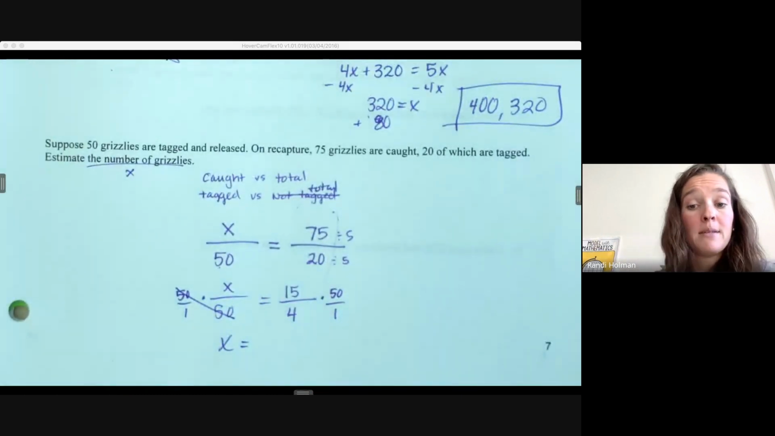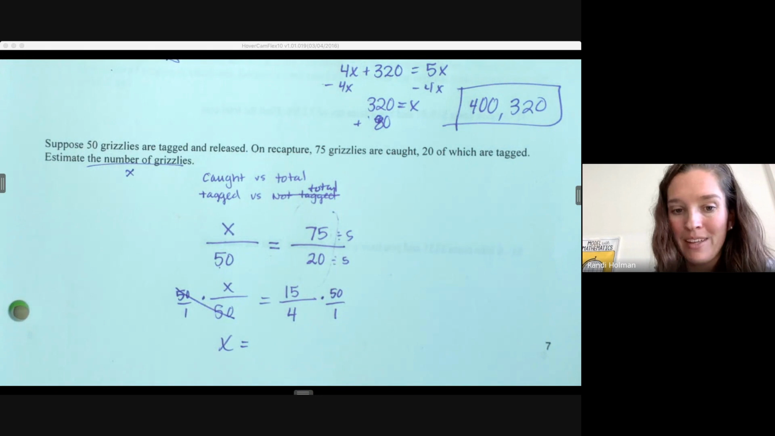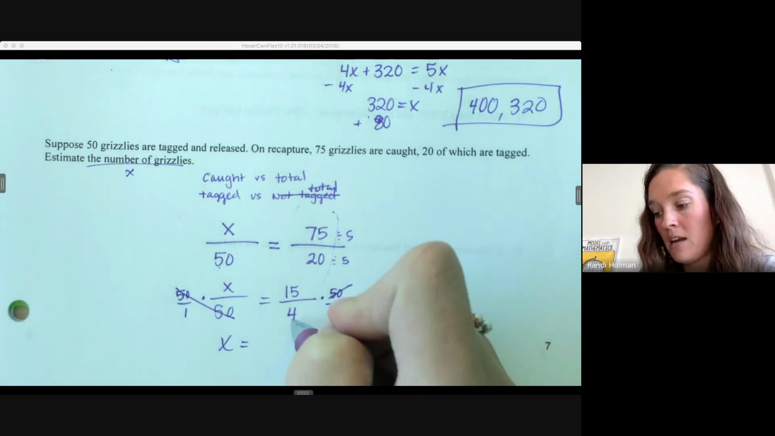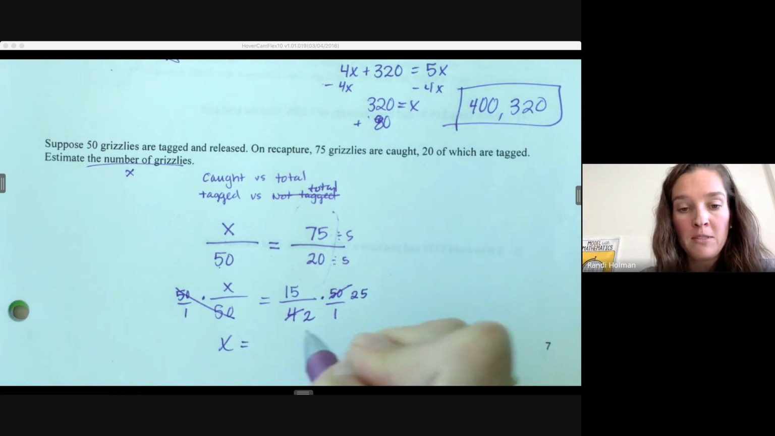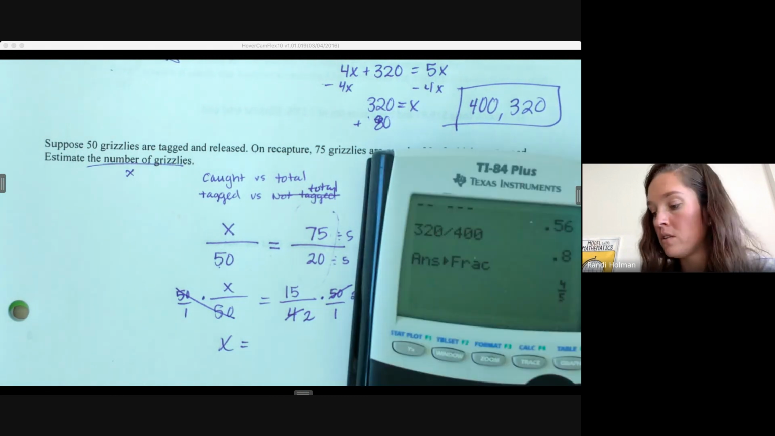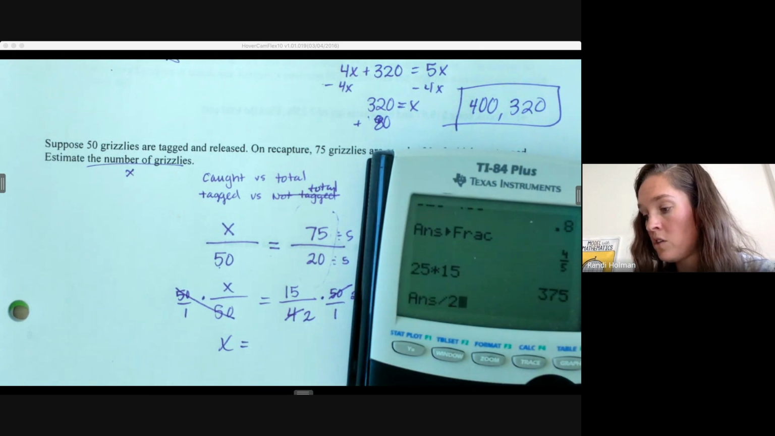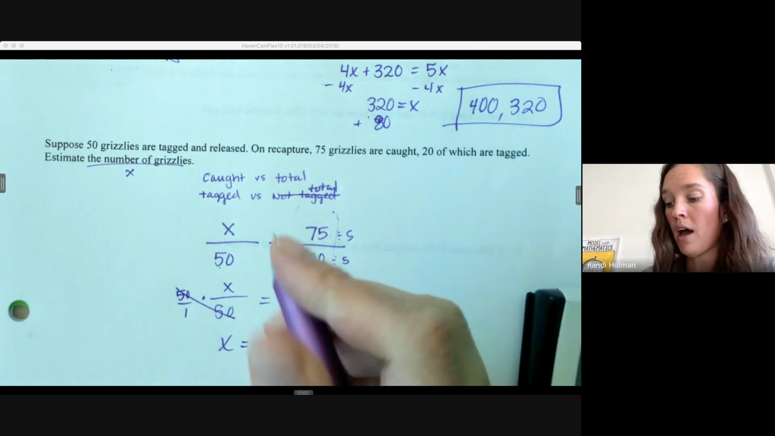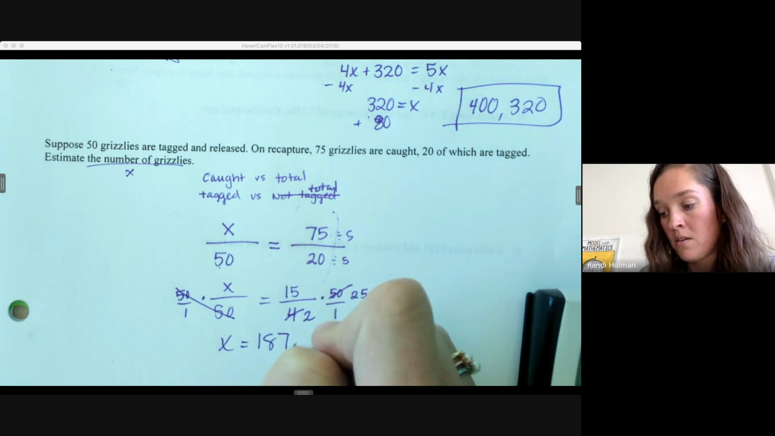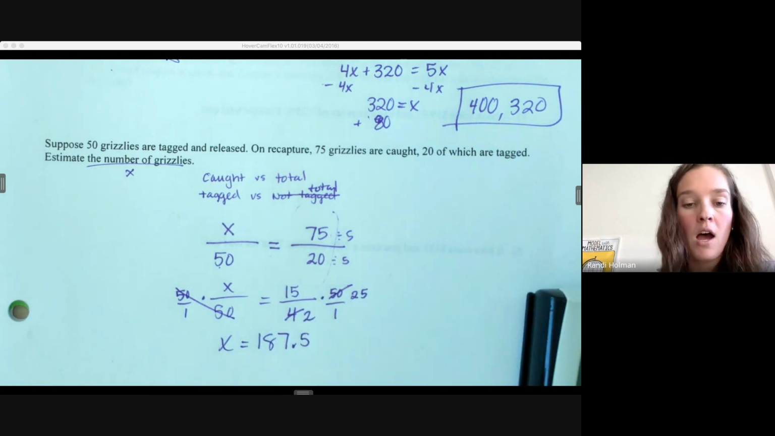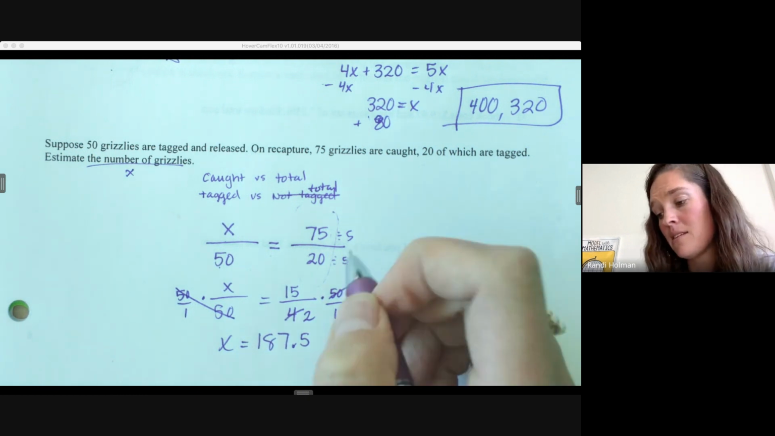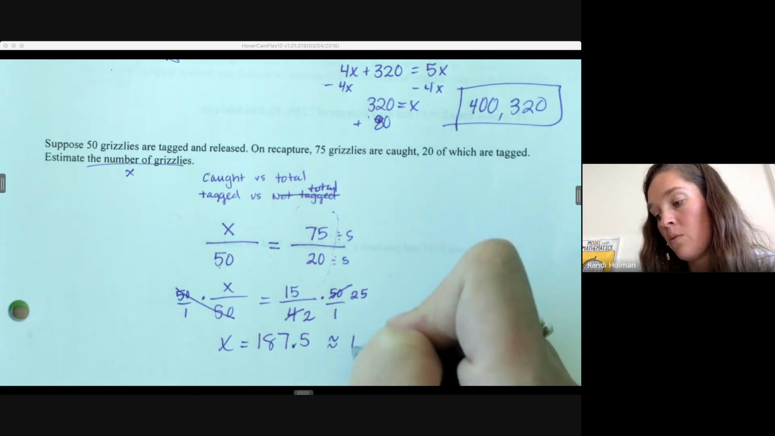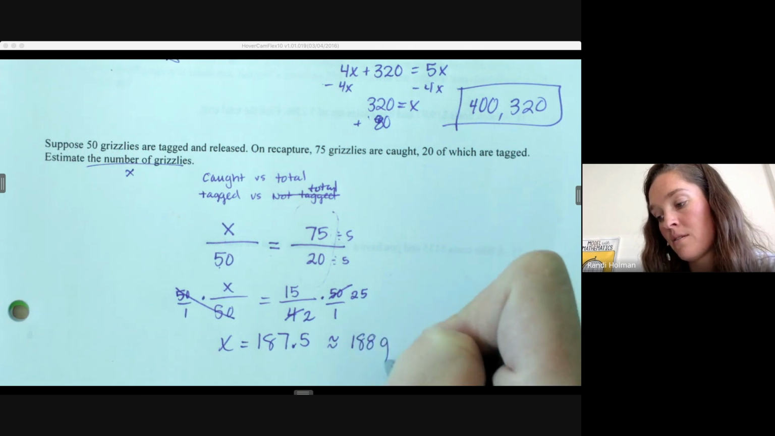Okay. So we could multiply then simplify, or we could be smarter than that and simplify and multiply. 50 and 4 are both divisible by 2. So we have 25 times 15 divided by 2. So 25 times 15, that over 2. We get 187.5. Okay, can we have 187.5 grizzlies? No, that makes no sense. So we're going to round to the nearest grizzly, 188.